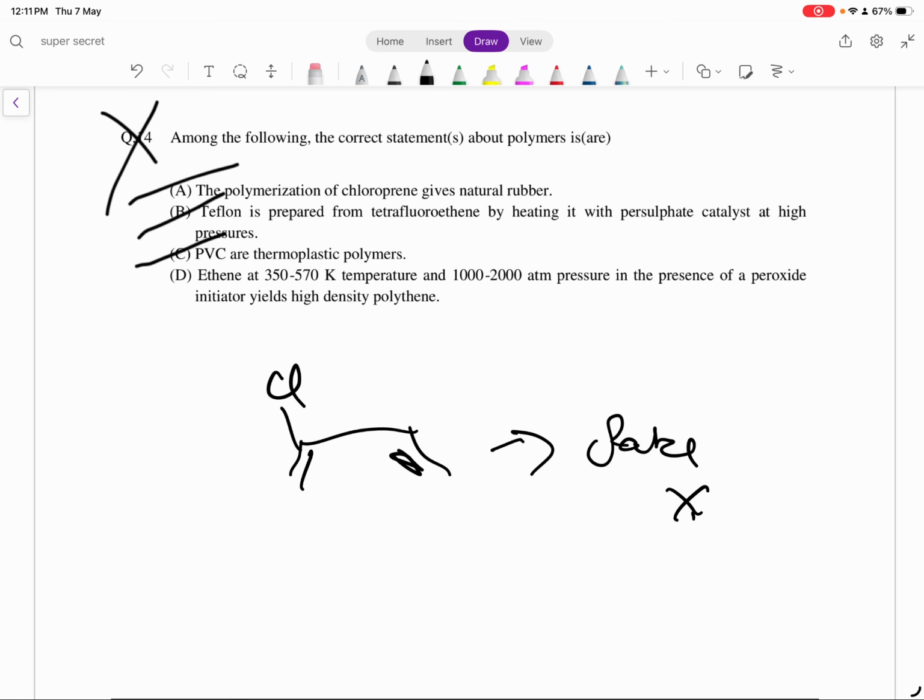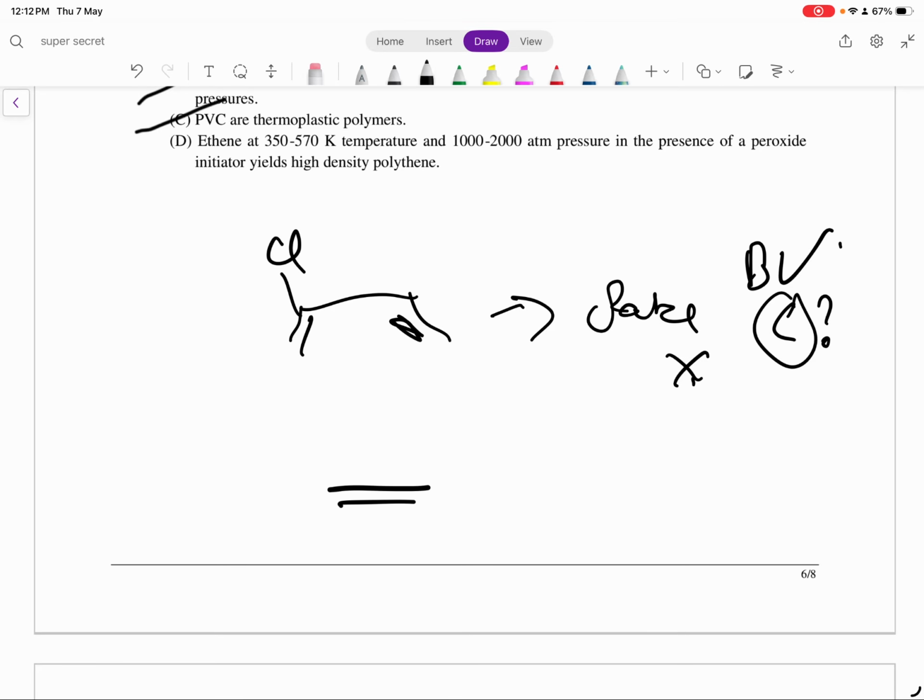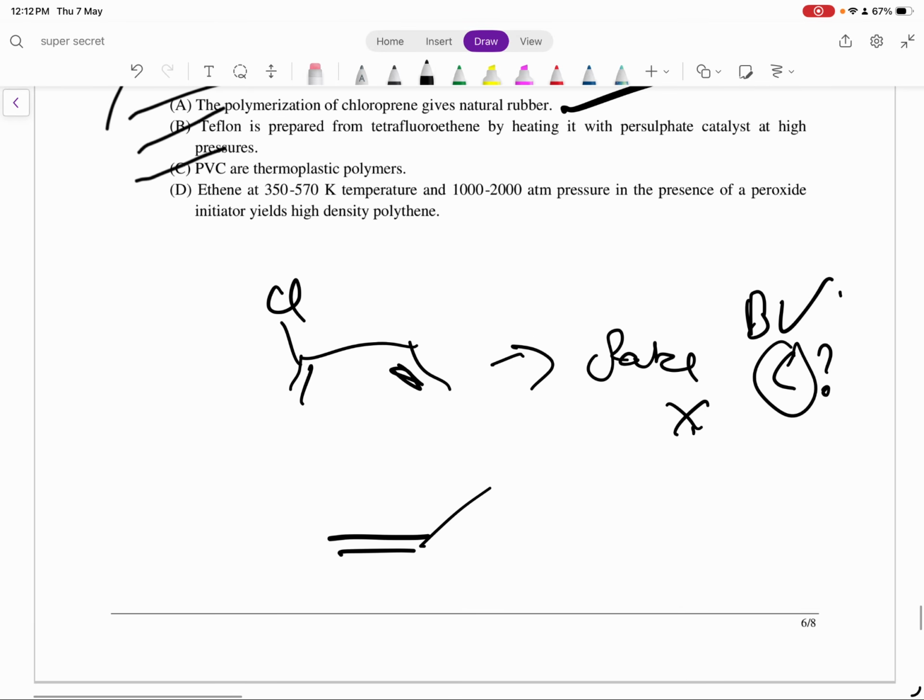Teflon is prepared by heating tetrafluoroethene. Yeah, B is correct. PVC or therm, I don't know about that. Ethene in the presence of peroxide gives low density polythene, doesn't it? So the answer is BC. Question 14 is BC. So A is wrong. It's not chloroprene. Natural rubber does not contain any chlorine at all. I forgot exactly what its structure is, but natural rubber is not chloroprene.